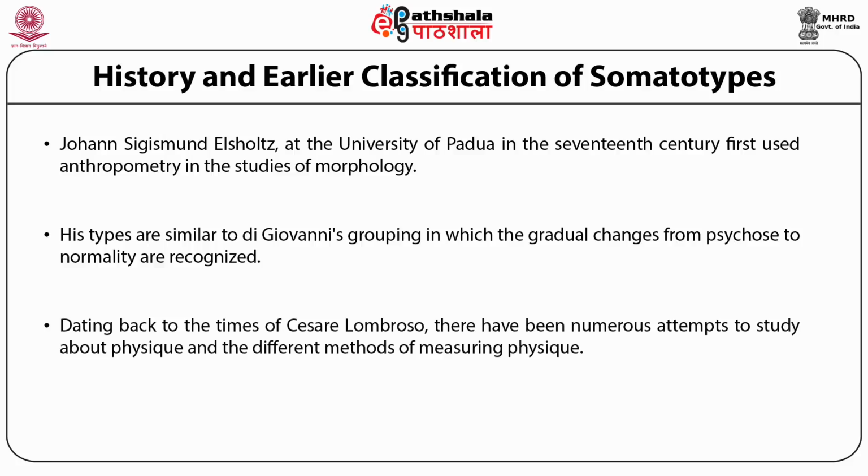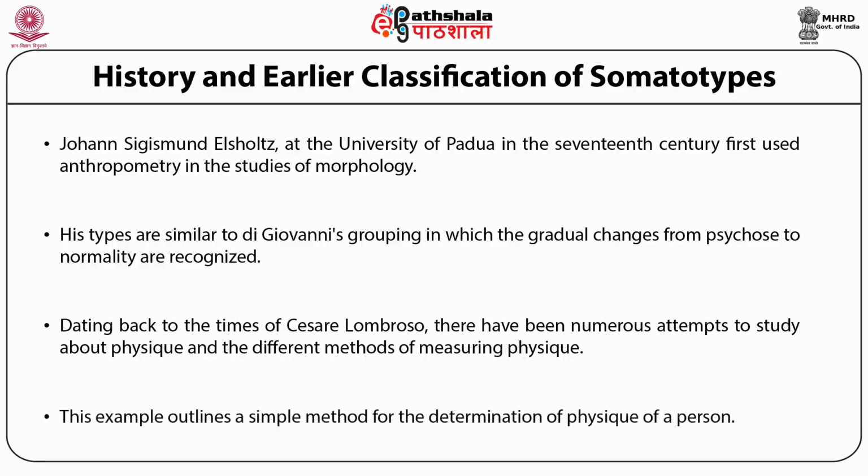Dating back to the times of Cesare Lombroso, there have been numerous attempts to study physique and the different methods of measuring physique. Some of these measurements have been simple, while others have been complex. For instance, Ernest Hooton separated height and weight into a 3 by 3 matrix or 9 subgroups to see if there was a relationship between physique and crime. Height was identified as short, medium and tall, and weight was identified as slender, medium and heavy. This example outlines a simple method for determination of physique of a person.